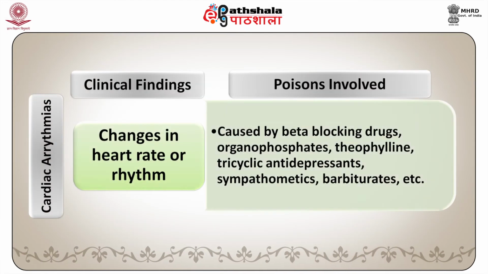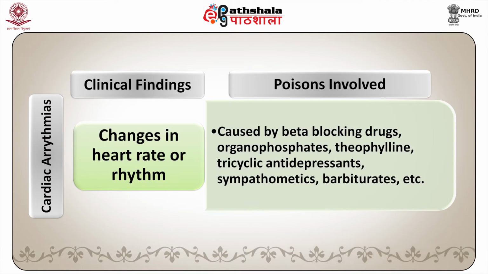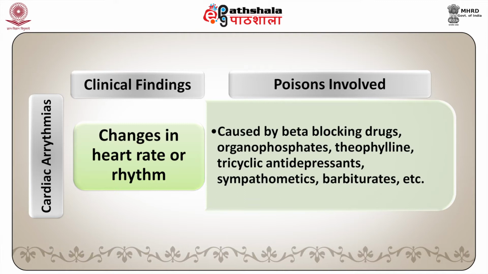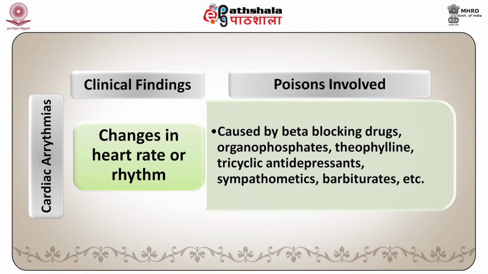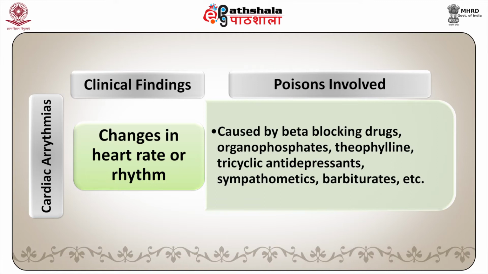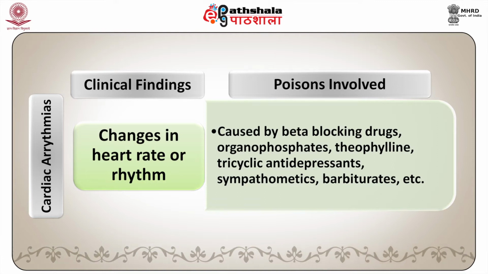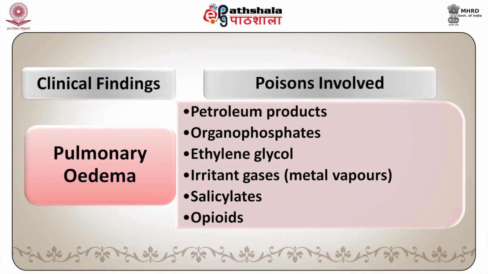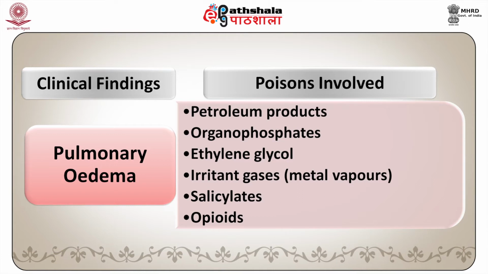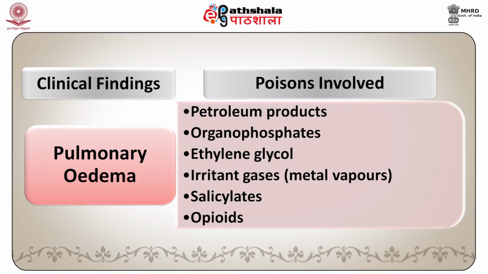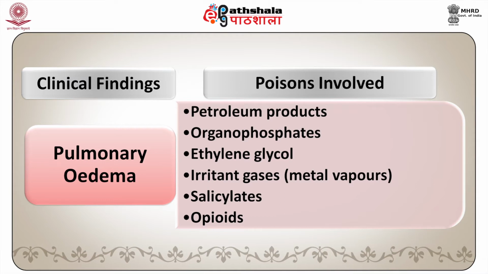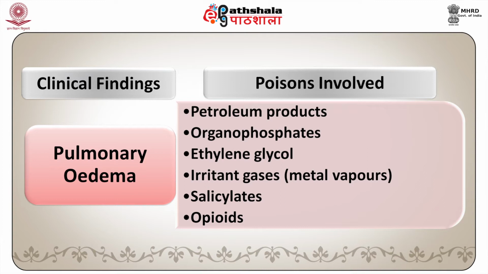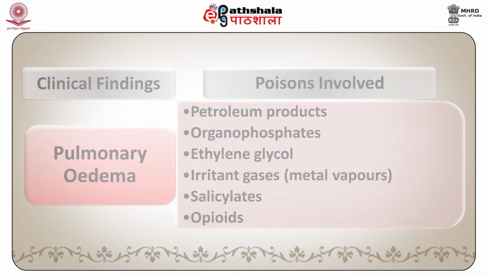Next is cardiac arrhythmias. There are changes in heart rate or the rhythm, and it may be caused by beta blocking drugs, the organophosphates, theophylline, tricyclic antidepressants, sympathomimetics, barbiturates, etc. In case of pulmonary edema, it may be due to petroleum products, organophosphates, ethylene glycol, the irritant gases or their metal vapors. Then we have salicylates, opioids, etc.